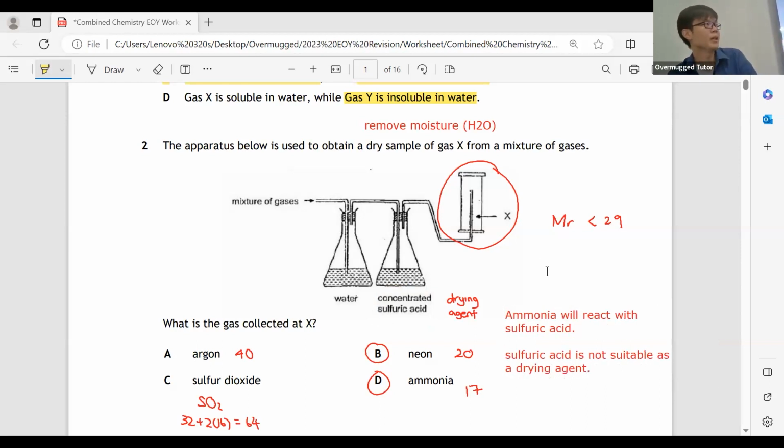If it comes out open-ended, okay? So therefore, final answer will be neon. Neon is actually a noble gas. We should probably learn that it's unreactive.